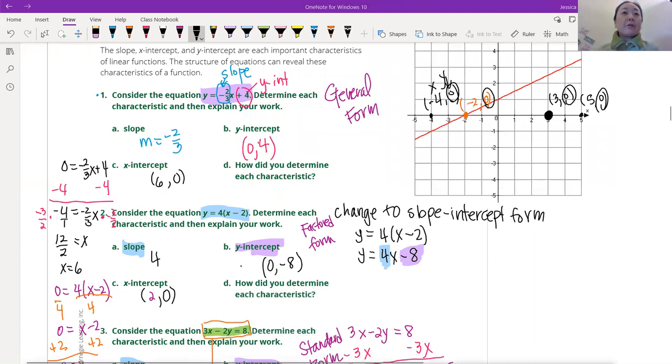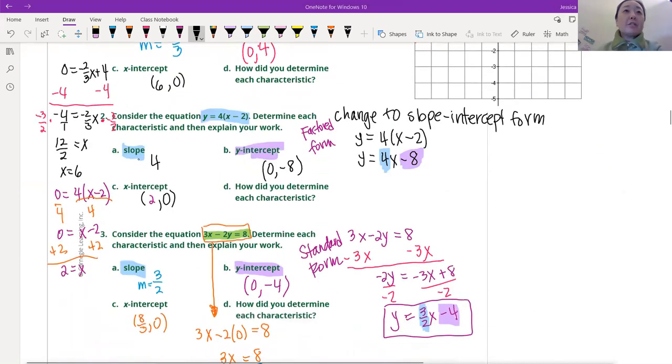Okay, so now we're going to go to the next one. Consider this equation right here. Y is equal to 4 times x minus 2. And you will notice right here that our slope and intercept is a little bit different. Notice the 4, yes, still the slope. But we're going to just change this to slope-intercept form because that tells us a bit more information. So that's what we're going to do.